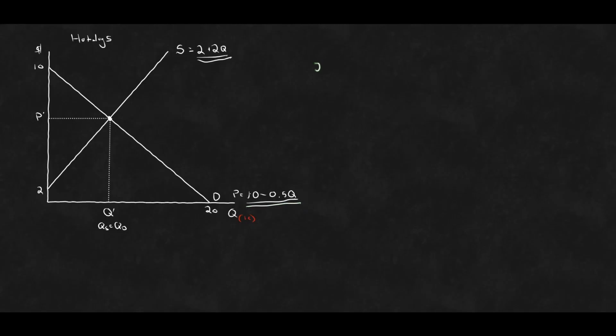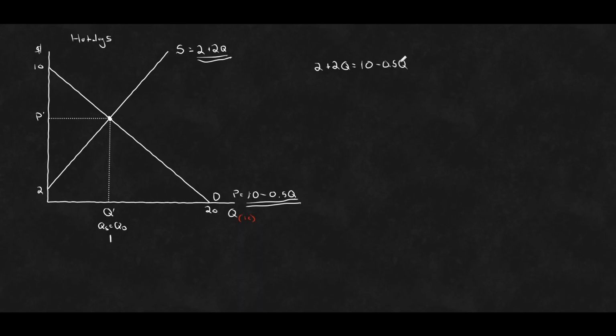What we get is our marginal cost of 2 plus 2Q is equal to our marginal benefit of 10 minus 0.5Q. And again, we can just keep them as Q. Yes, this is quantity supplied, this is quantity demanded, but at this equilibrium they're both the same. They're just Q prime. So Q is common to both sides.